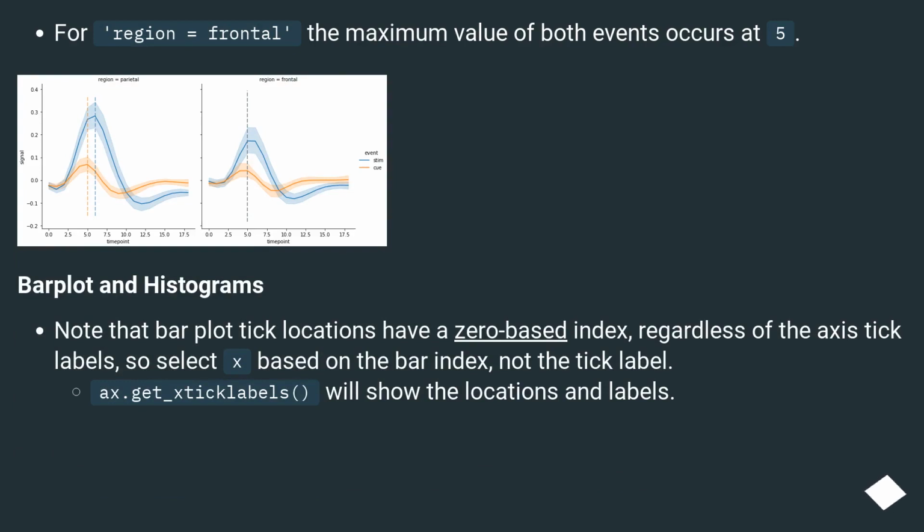Bar plot and histograms. Note that bar plot tick locations have a zero-based index, regardless of the axis tick labels, so select x based on the bar index, not the tick label. ax.get_xticklabels will show the locations and labels.